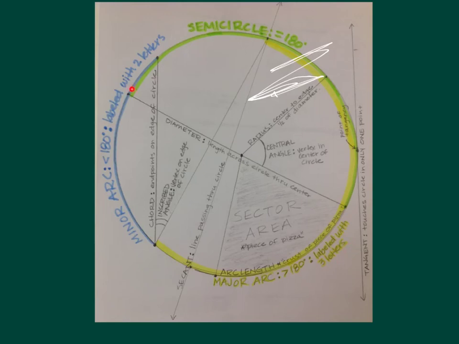The last part here is this one here. This is a semicircle, and this one is exactly 180 degrees.